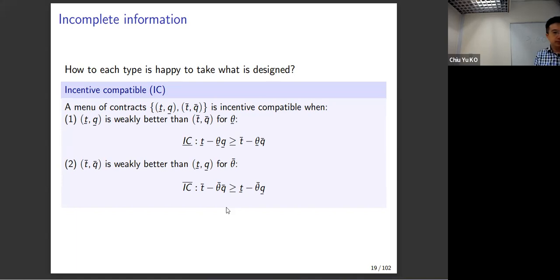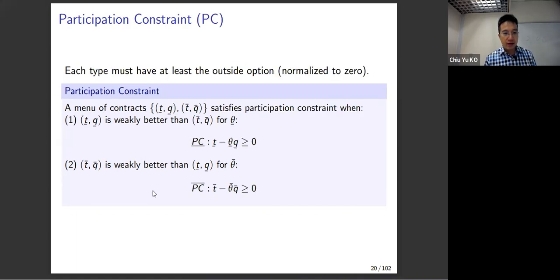Is that clear? So the other type of constraint is sometimes called the participation constraint, sometimes the rationality constraint, IR.